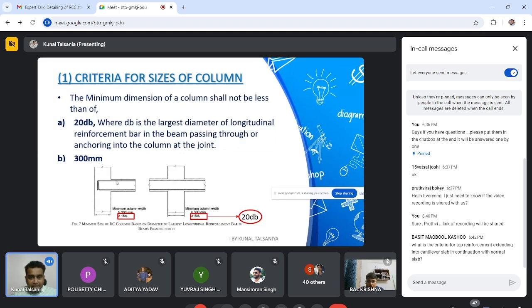The minimum size of column is 300 mm. This has to be provided, because in recent times also I have seen that many consultants are still using 230 mm width of column, which is not acceptable by the code or any peer review consultant, because a 230 mm width column is now obsolete for zone 3, 4, 5. You have to provide 300 mm width of column.